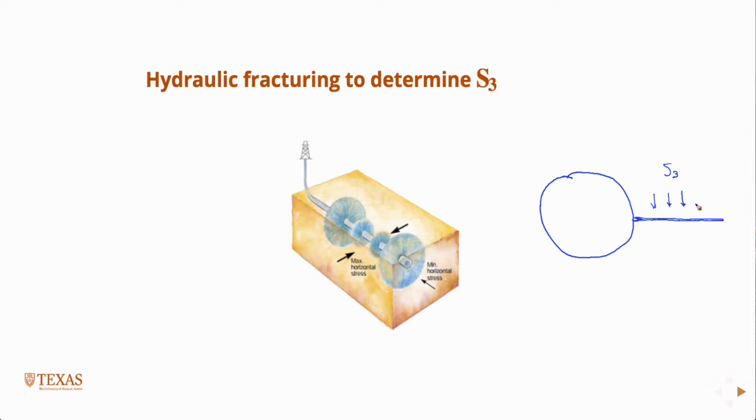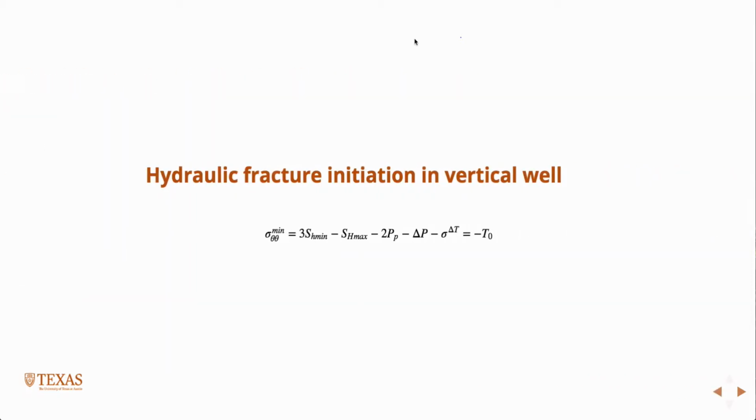So knowing that, what direction does it grow in? What is this direction? It's SH max, right? If that's S3, then it's either S vertical or SH min, then that's definitely going to be the maximum horizontal stress, right? So knowing that, this is just an equation.